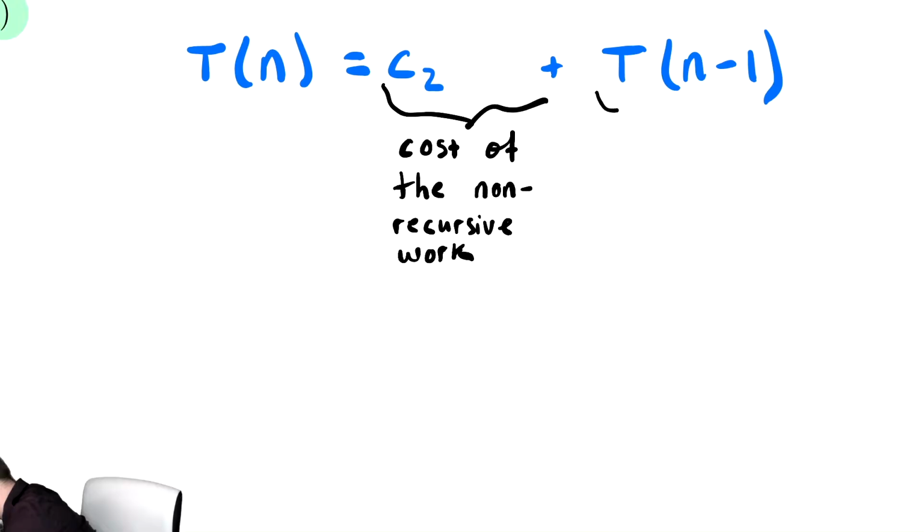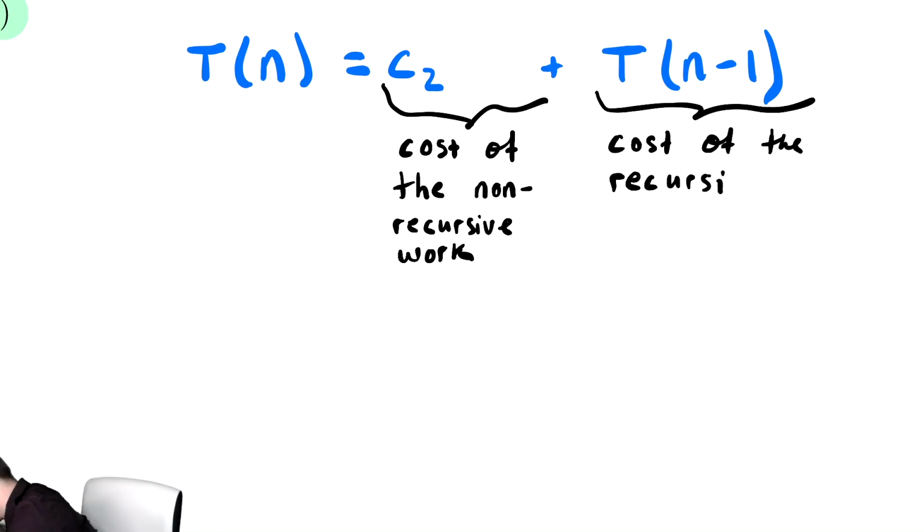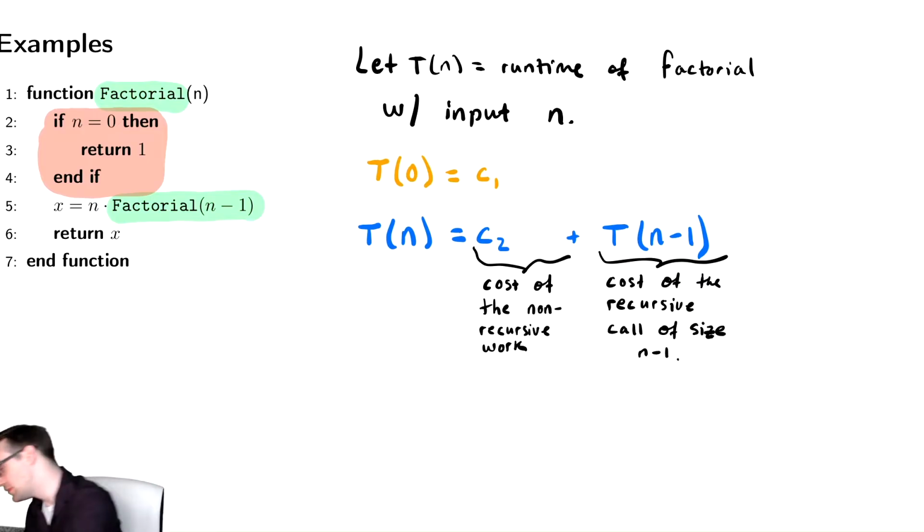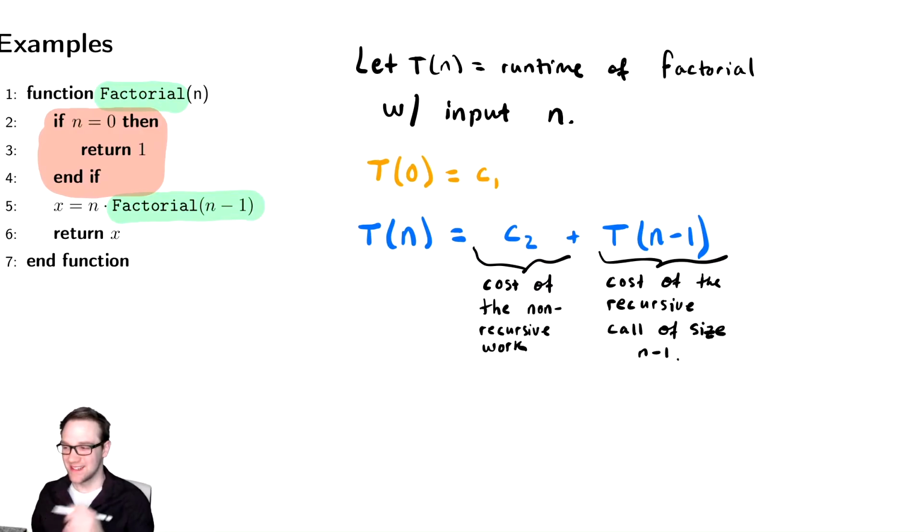And then the second term is the cost of the recursive call of size n-1. So we have those two different things contributing to the runtime. I'm maybe going to format this a little better now that we have something written down. Move the C2 over. This, all well and good that I have something I've written down.